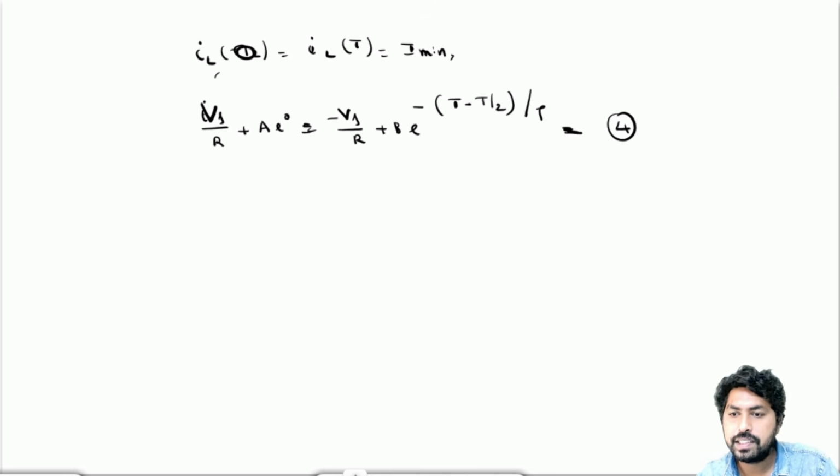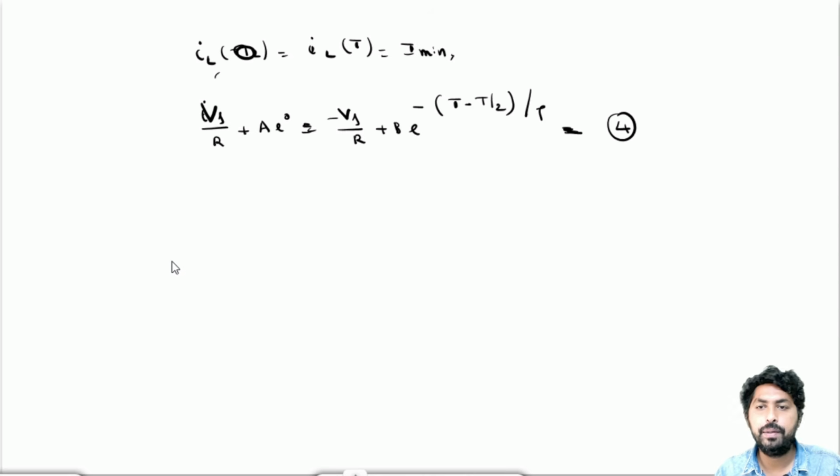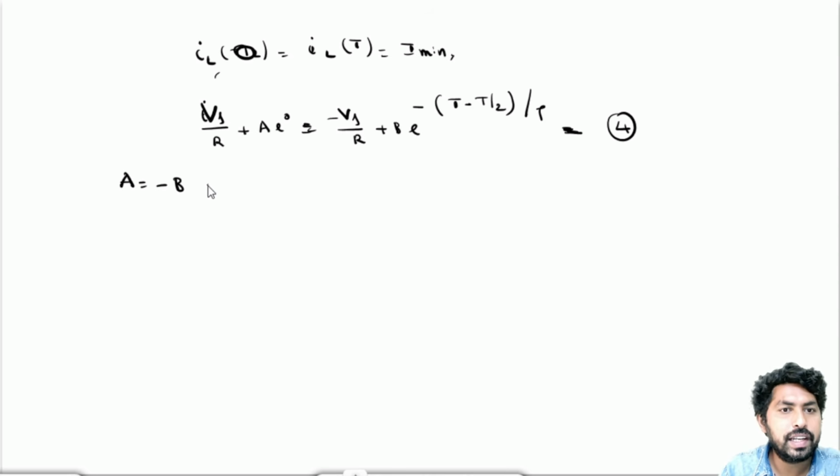So let me call it as the third equation. If you compare the 3rd and 4th equations, we'll get A equal to minus B. So A equal to minus B, and here we'll get the symmetry. To get the symmetry, I max should be equal to minus I minimum.